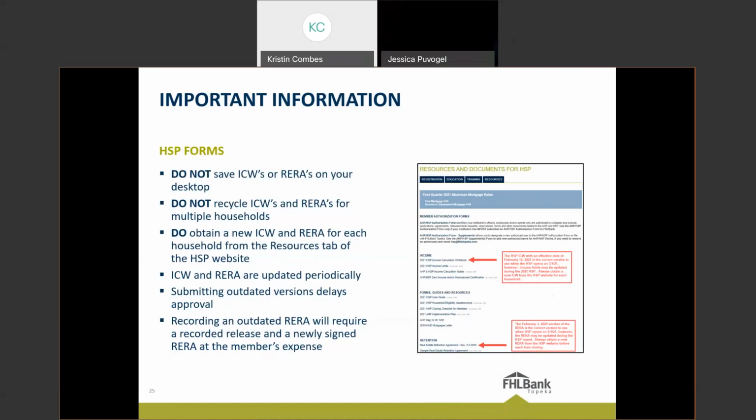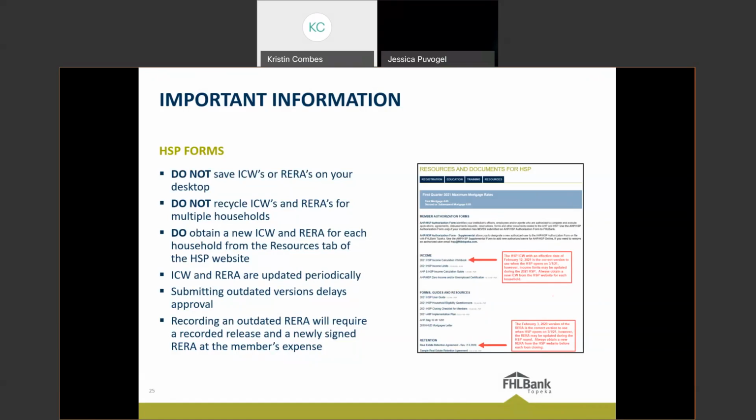This has been a common issue for several members the past couple HSP rounds, especially with the RERA. When an outdated version is executed and recorded, we have to send a release to the member. The member is responsible for paying for the release and paying for the recording of another RERA.